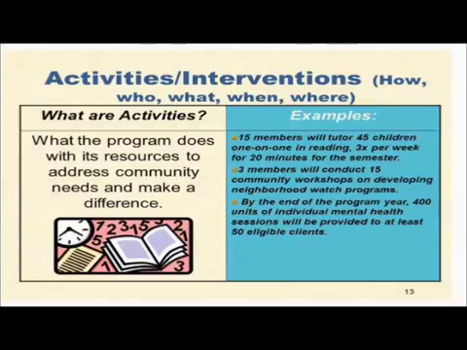So what the program does with its resources to address community needs and make a difference. The example of that is 15 members will tutor 45 children one-on-one in reading 3 times a week for 20 minutes for the semester. Now you can see the very specific, exactly what will happen. It's very detailed. Activity should not be a general thing. We provide tutoring. Well, that is wonderful. We want more. We want more specificity, the buzzword for activities, and you need to detail what exactly happened.